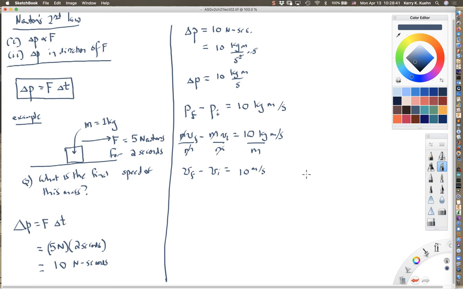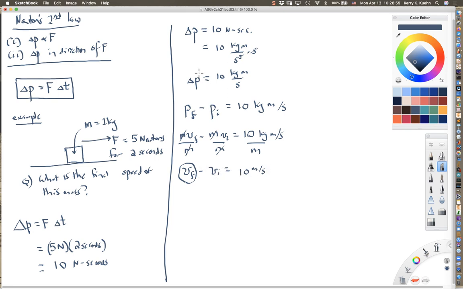So let's go back to our initial question. What is the final speed of this mass? We want to know what the final speed is, the final velocity. Now, can we determine the final speed of it? Well, technically we can't, because all we're doing from Newton's second law is determining the change in velocity.